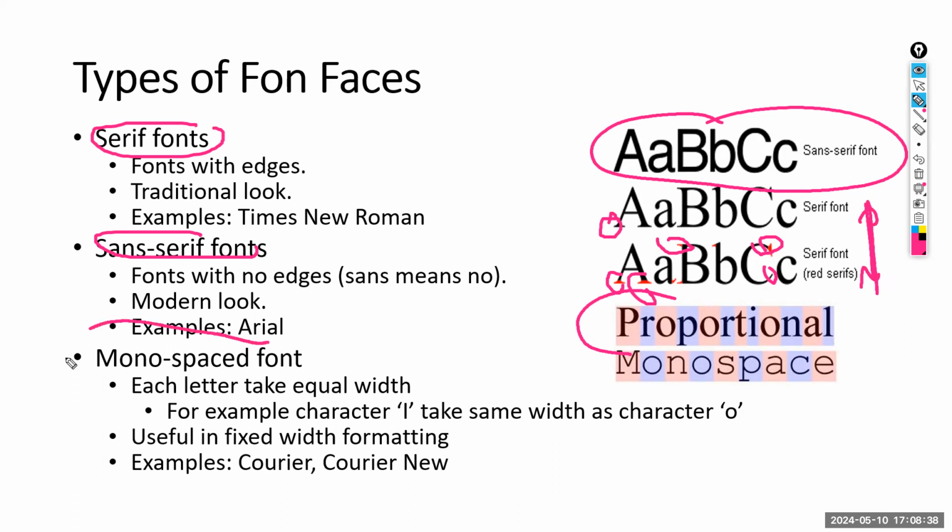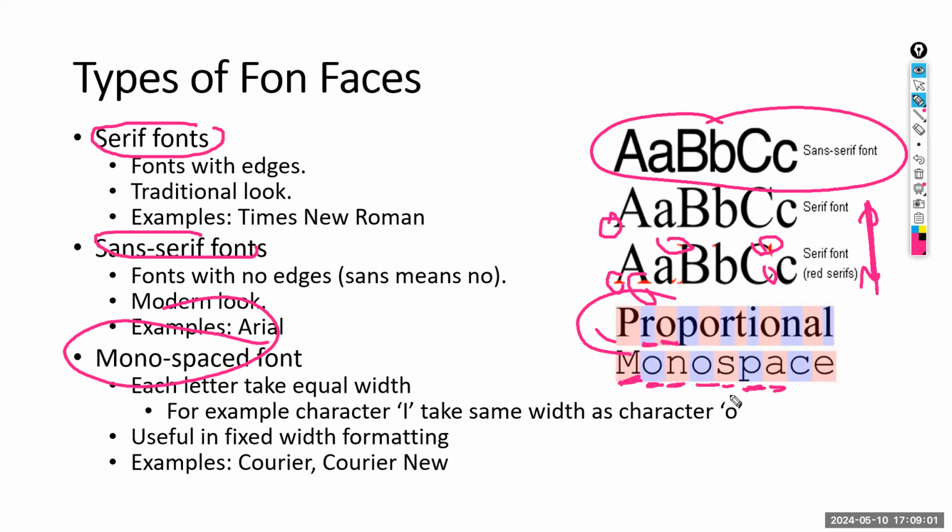Then you have the monospace font. In monospace font, each letter takes the same width. Because if it is not a monospace, different letters take different widths. You can see this is not a monospace font. So you can see R takes smaller width, something like O takes bigger width. But if you use a monospace font, each character looks the same.